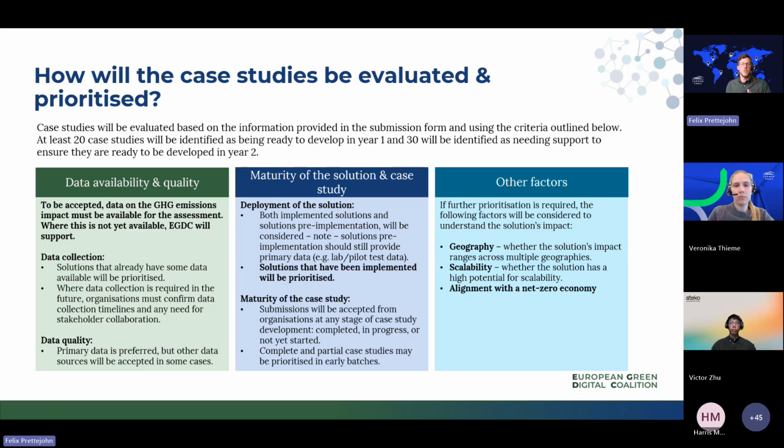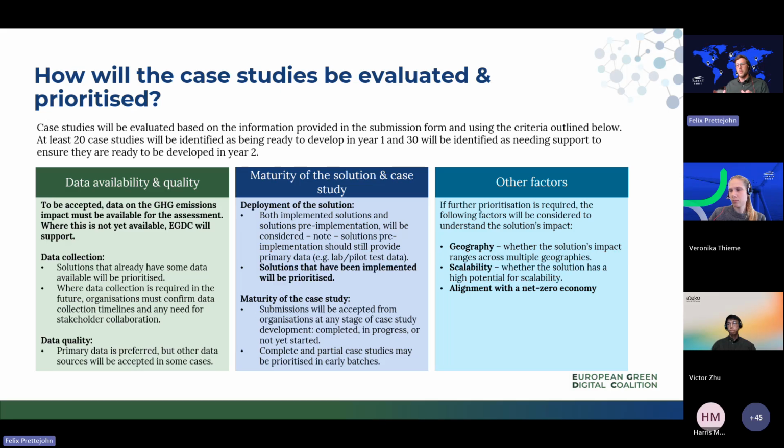We will be focusing on data quality and availability. This is hugely important, and it's the foundation of the case study. We'll also, as I said, have a preference for implemented solutions over pre-implemented solutions. We have to do a minimum of 15 solutions that are based on real life data from implemented solutions. And we'll also aim to have a spread across a few different solutions, across a few different sectors.